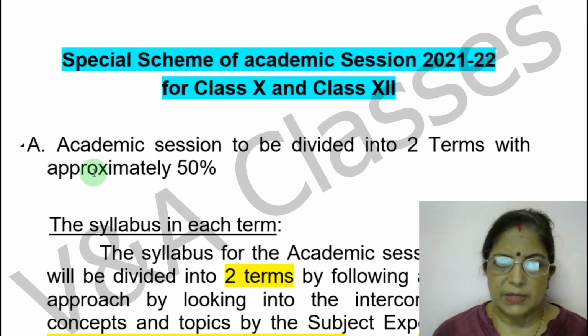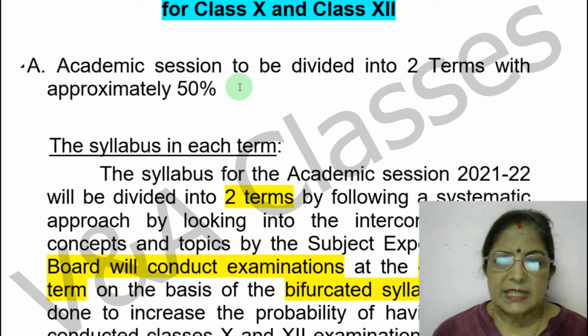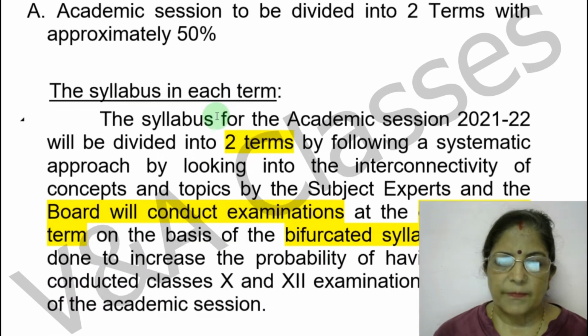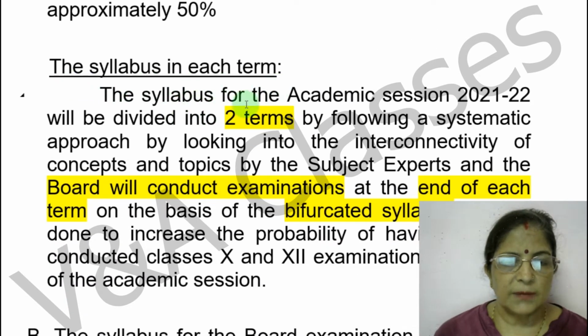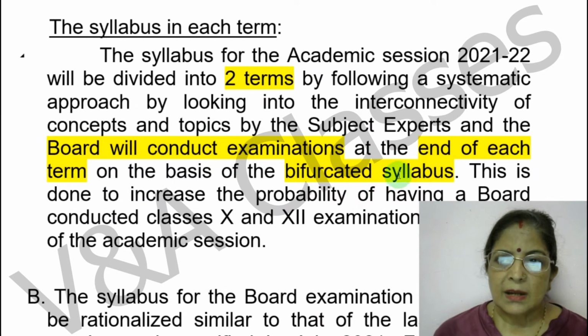So the first point from this scheme: the academic session is to be divided into two terms with approximately 50% of the syllabus in each term. The syllabus for the academic session 2021-22 will be divided into two terms by following a systematic approach, looking into the interconnectivity of concepts and topics by the subject experts, and the board will conduct examinations at the end of each term on the basis of the bifurcated syllabus.